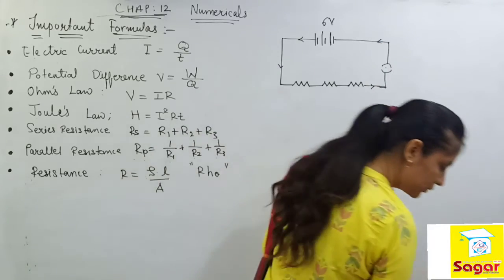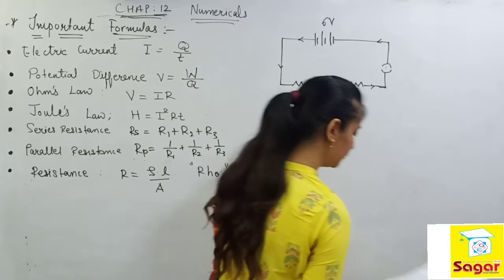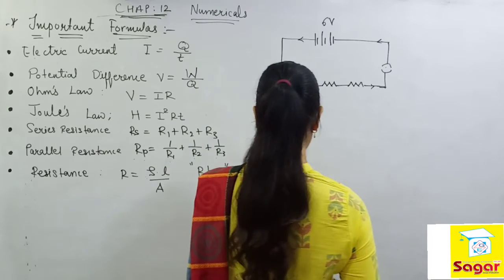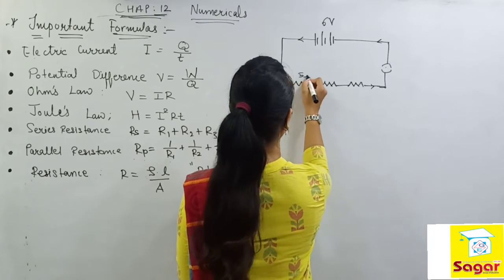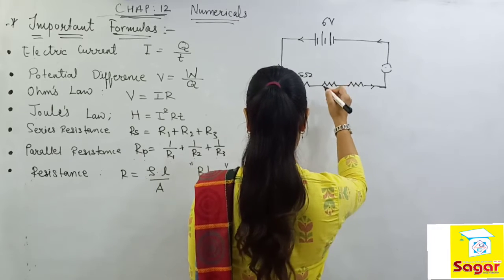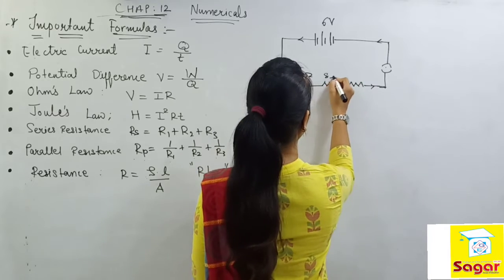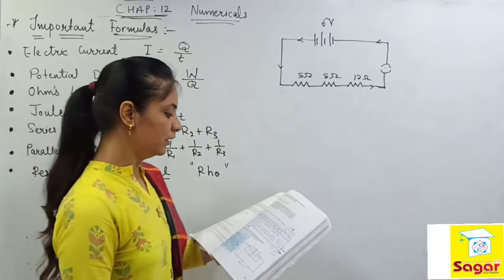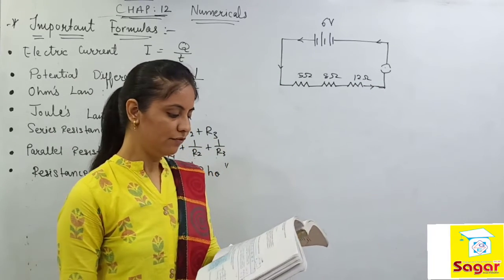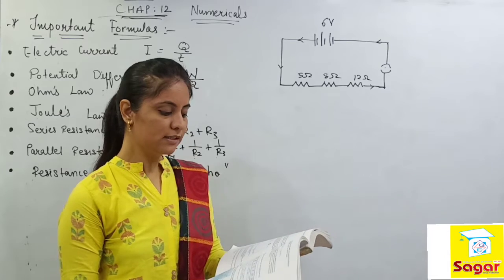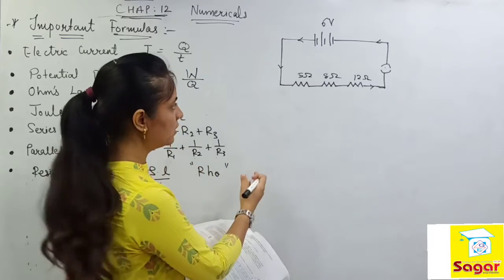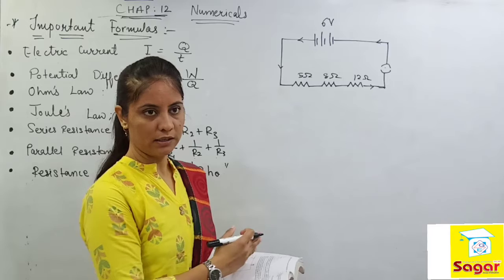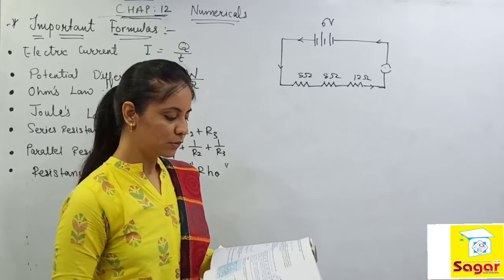Okay, so this one is for 5 ohm, this is 8 ohm and 12 ohm. So what we have to do here, they are just asking us to identify the circuit connection very first. So this is how you can connect the circuit, and according to that the next question is asked.